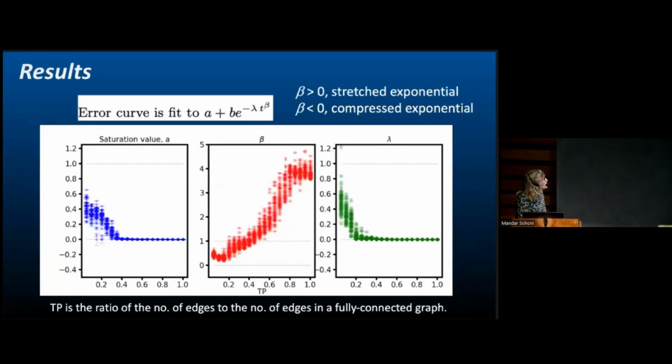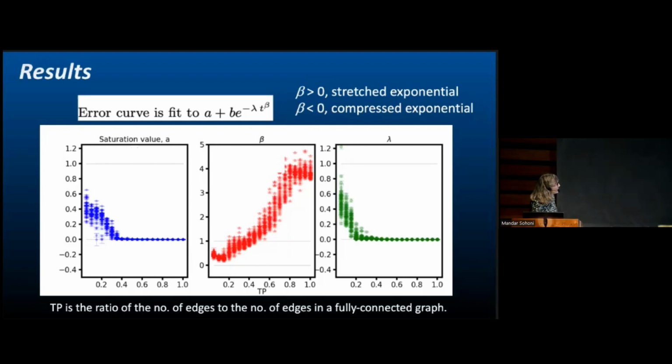Interestingly, if you fit the error curve to a stretched exponential form, you could try different forms. We saw the other day from Hexner a power law form. If you try to fit the error as a function of time, or epoch in computer science speak, this beta governs the stretched versus compressed. And you can see as you change what we call a tuning parameter, which is the number of edges in the graph compared to the number of edges in the fully connected graph. So you have more and more edges as you go to the right. All of these x-axes are that tuning parameter. Then the y-axis is the saturation value, the beta and the lambda.